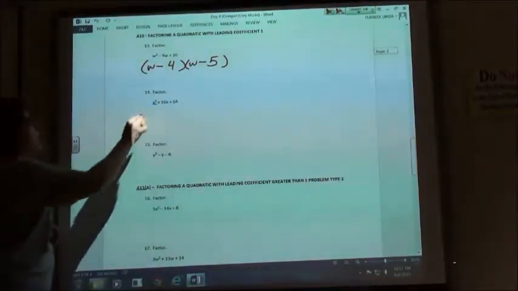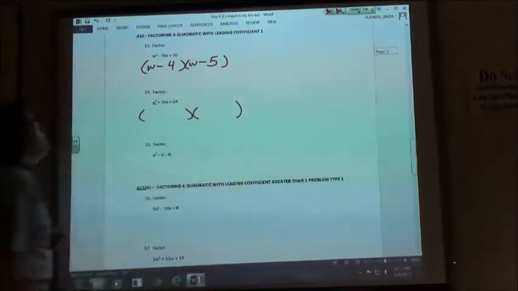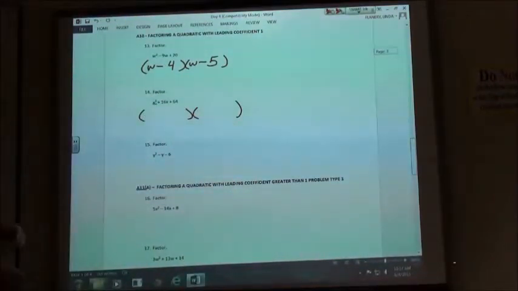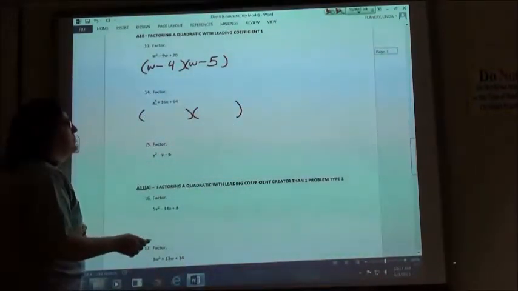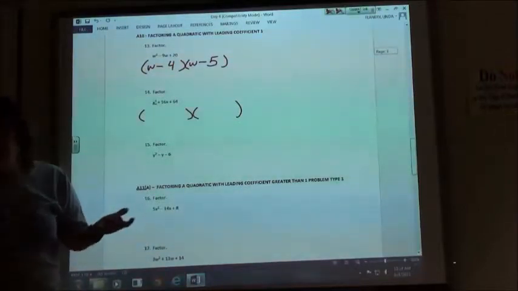So if I'm going to factor number 14 here, factors of x squared, x and x.